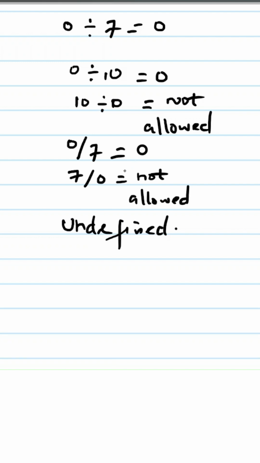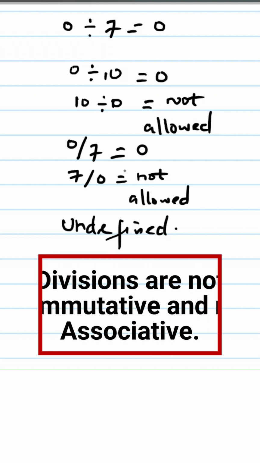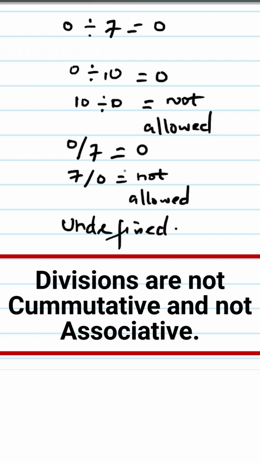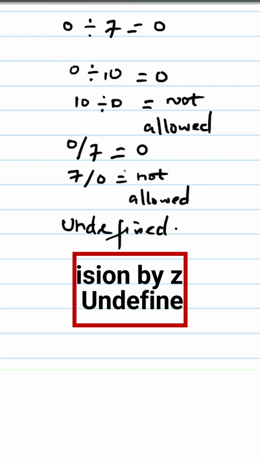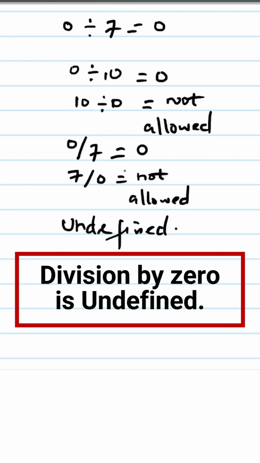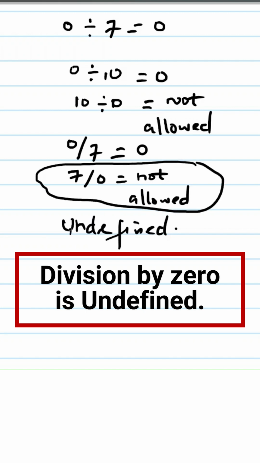Now, please, you must note that division is not commutative. Division is not associative. And again, division by 0 is undefined. That is what I was trying to show us right here. Division by 0 is undefined.